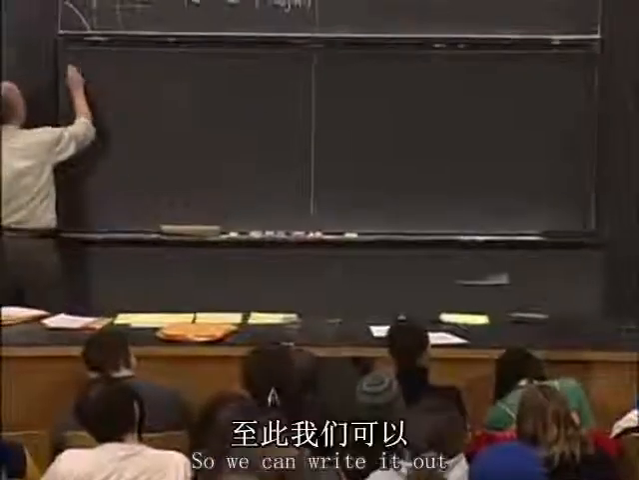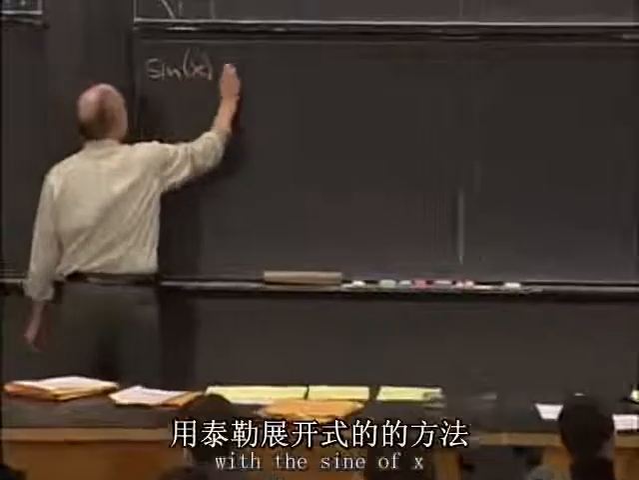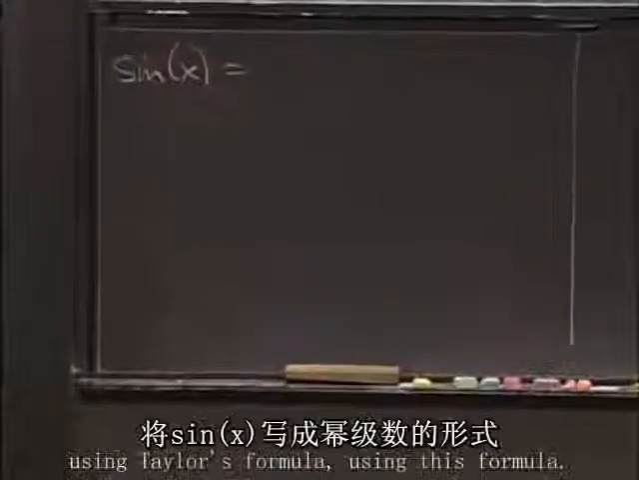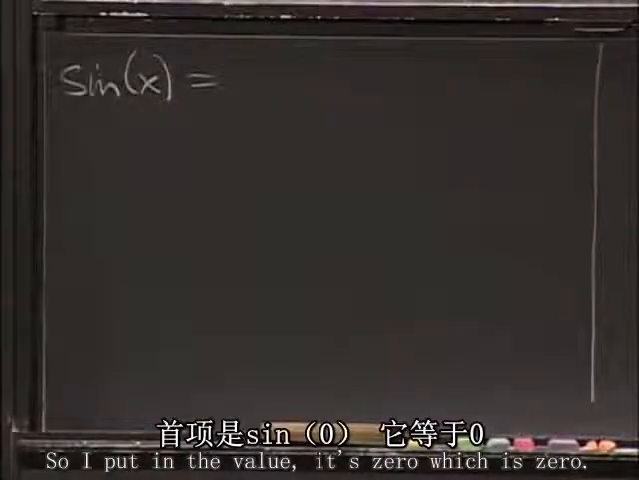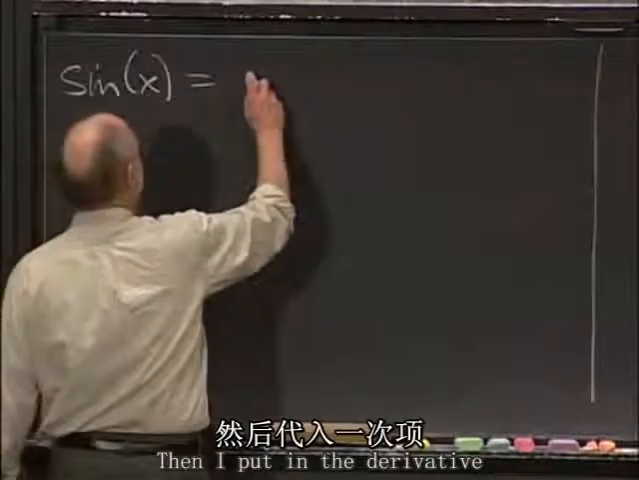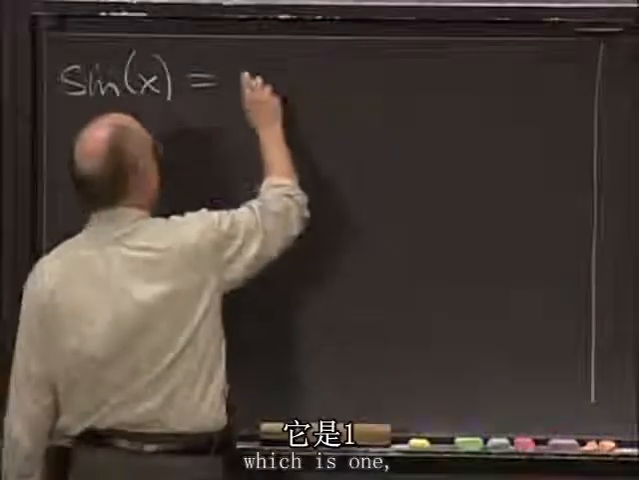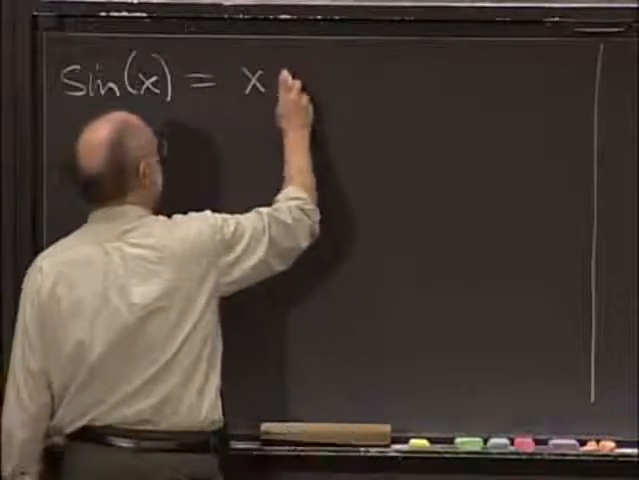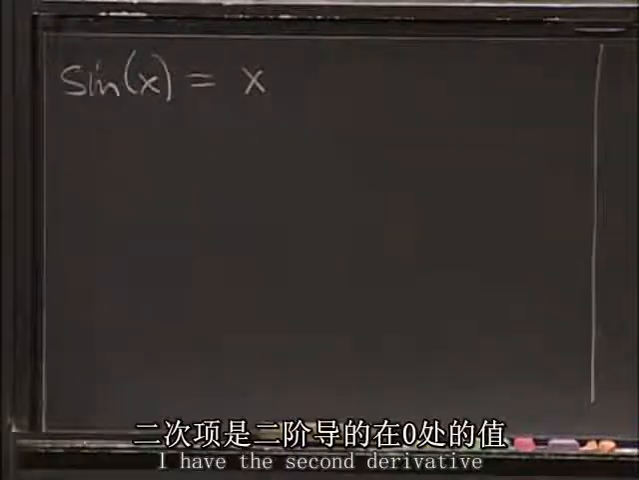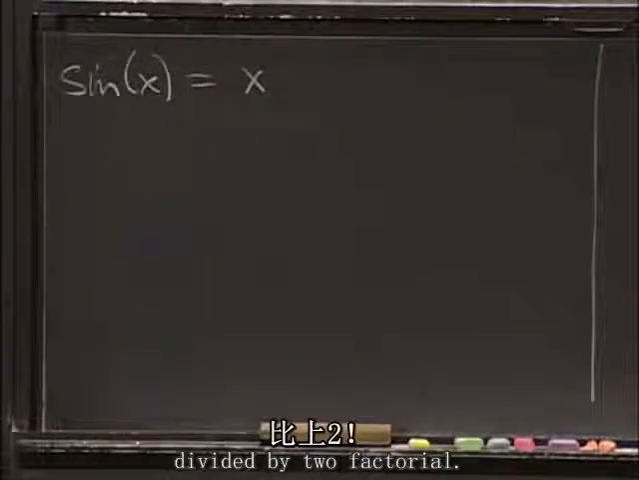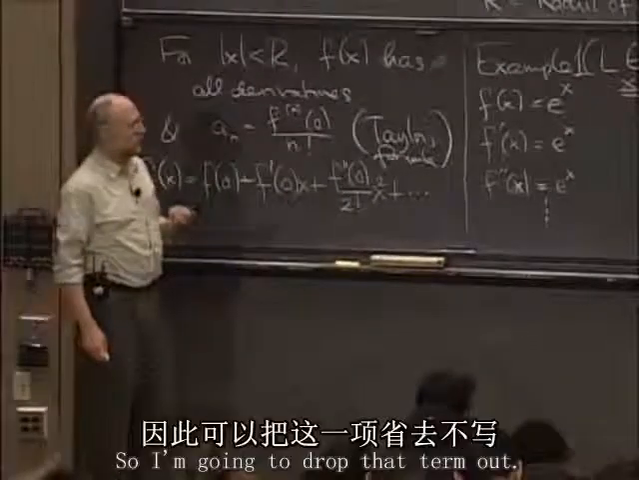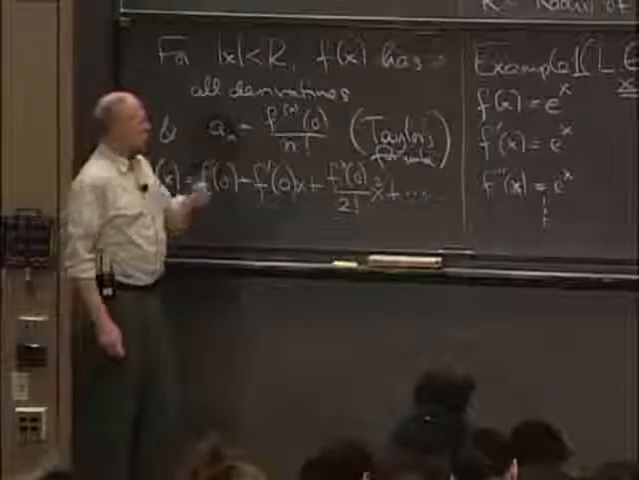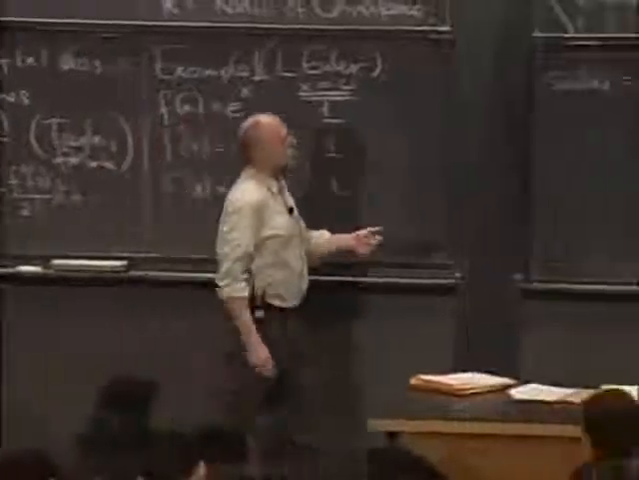And so we can write out what the sine of x is using Taylor's formula, using this formula. So I put in the value at 0, which is 0. Then I put in the derivative, which is 1 multiplied by x. Then I have the second derivative divided by 2 factorial, but the second derivative at 0 is 0. So I'm going to drop that term out. Now I have the third derivative, which is minus 1.